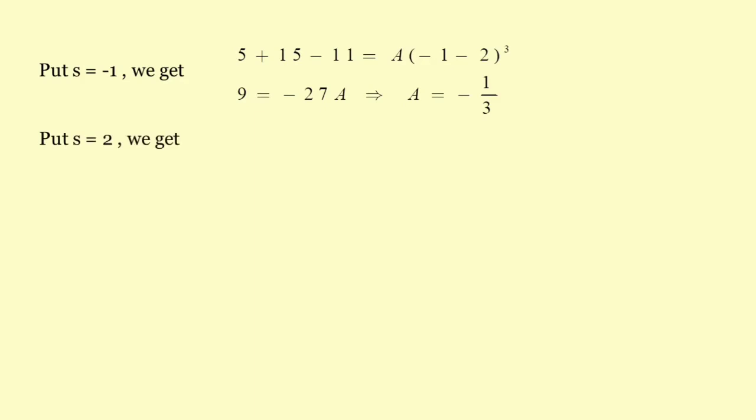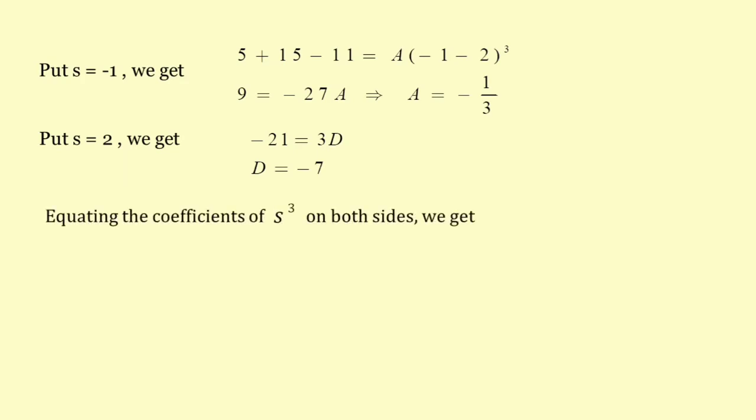Now let us find the values of a, b, c and d. Substitute s is equal to minus 1, so we get 5 plus 15 minus 11 is equal to a into minus 1 minus 2 the whole cube. So solving this equation, we get a value is equal to minus 1 by 3. Now substitute s is equal to 2, so we get minus 21 is equal to 3d, therefore d is equal to minus 7. Now equating the coefficients of s cube on both the sides, we get 0 is equal to a plus b. So b is equal to minus a and b value is equal to 1 by 3.